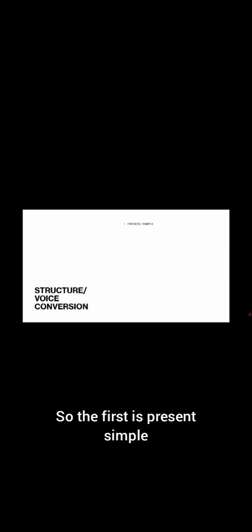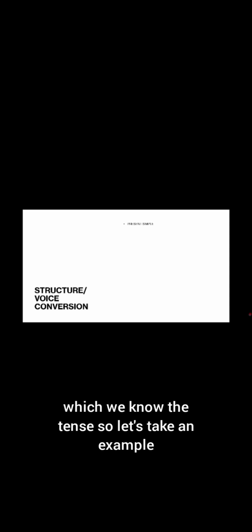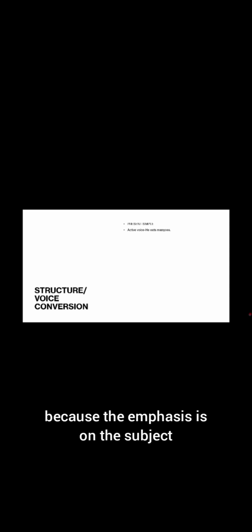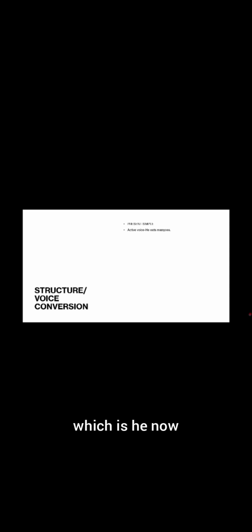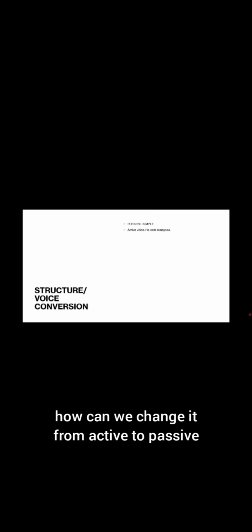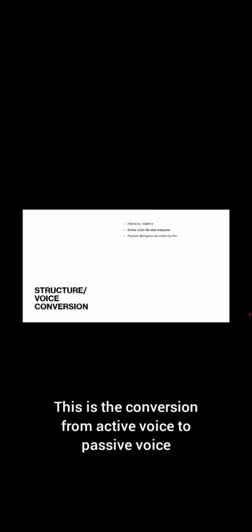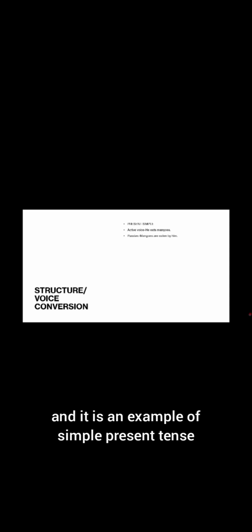So the first is present simple. Let's take an example: he eats mangoes. We can see that it is an active voice because the emphasis is on the subject, which is he. Now, how can we change it from active to passive voice? Then we will see: mangoes are eaten by him. This is the conversion from active voice to passive voice, and it is an example of simple present tense.